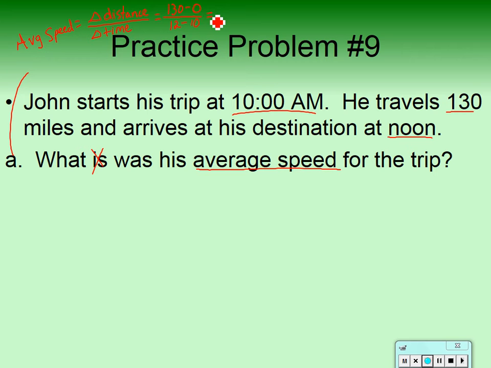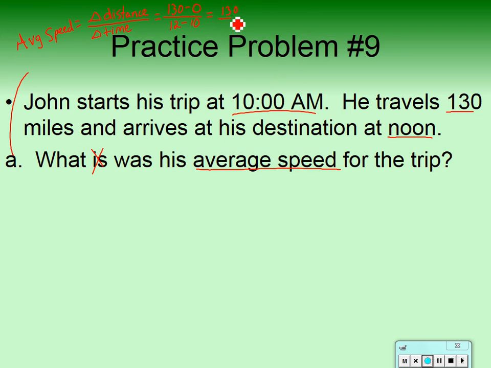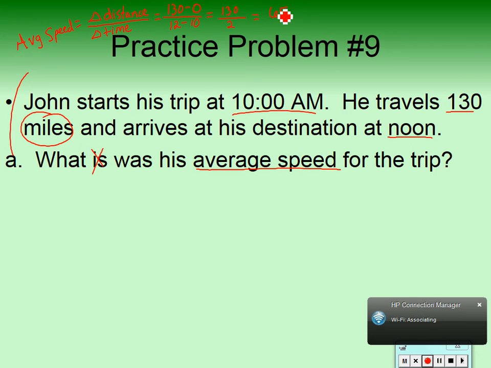So if we solve this formula, we get 130 on top divided by, what's 12 minus 10? Well, that's 2. And 130 divided by 2 is equal to 65. But we need to determine our units. What were we measuring distance in? We were measuring the distance in miles. So I'm going to put miles on top because that's where distance was.